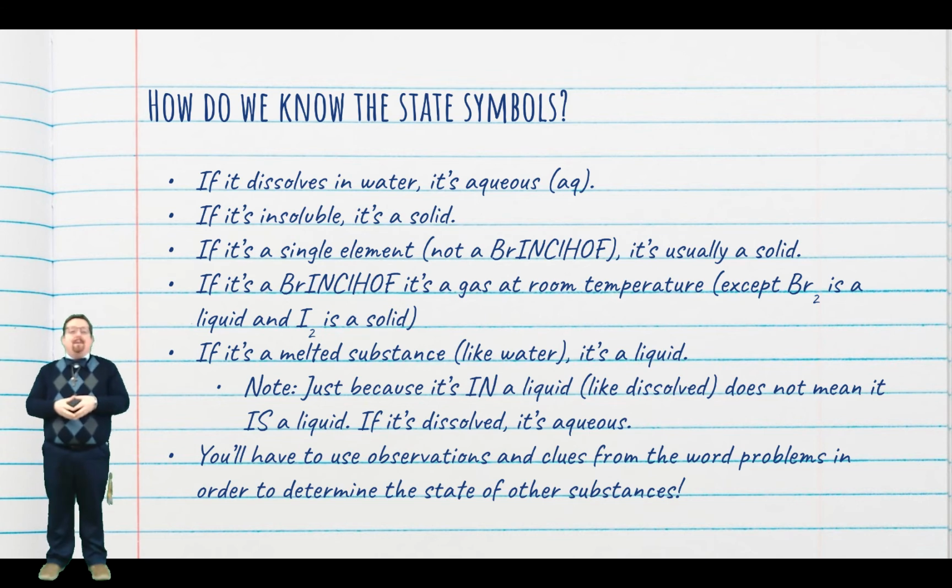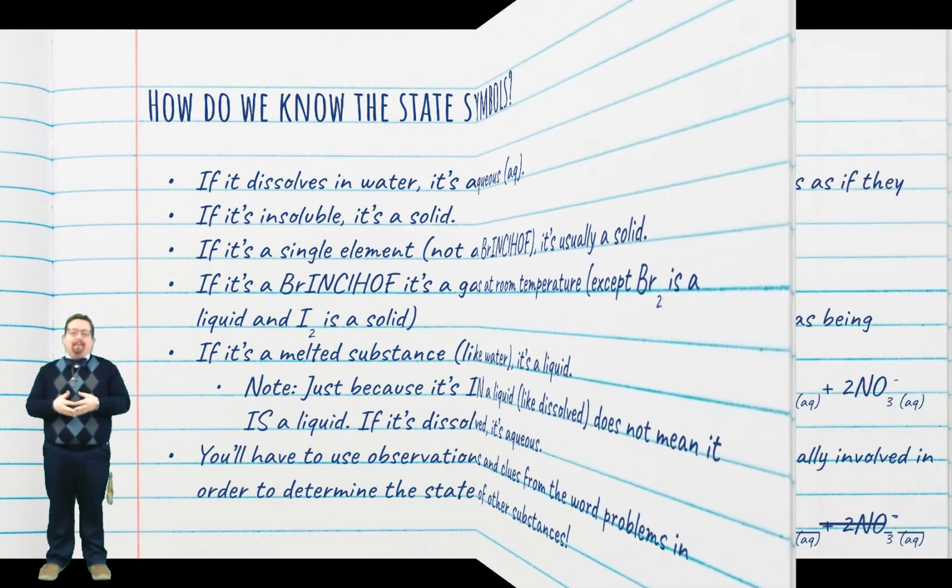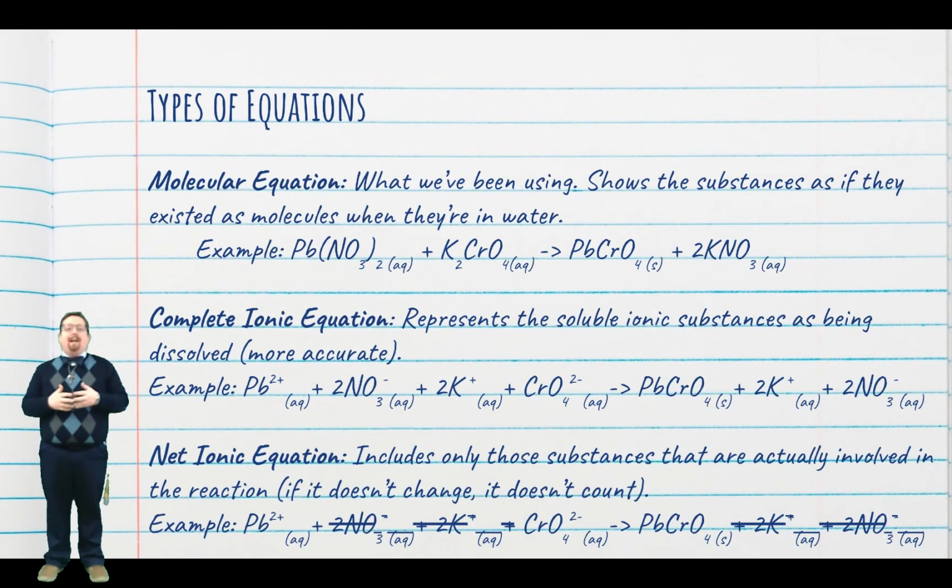Any other state symbols will have to be assigned based on observations you made about the experiment or from clues from the word problems you're given. Once we get the hang of predicting products and identifying types of reactions, we'll get to practice writing out the equations in their 3 different forms. The molecular equation represents the substances as if they exist as molecules when they're in water. Even if they're aqueous and dissolve in water, we just represent them as their molecules. This is the kind of equation we've seen so far.